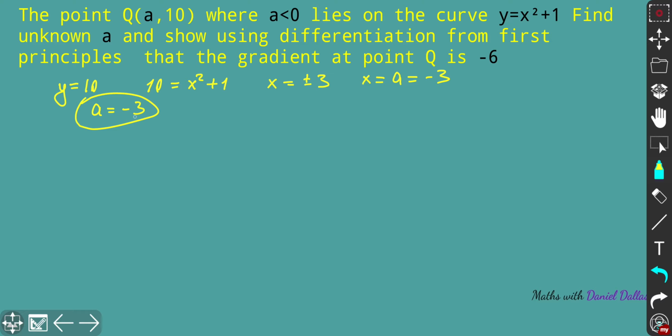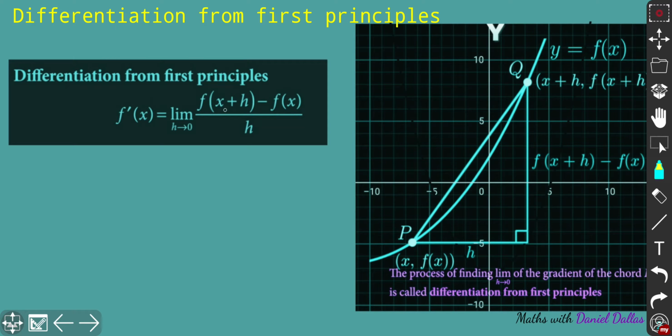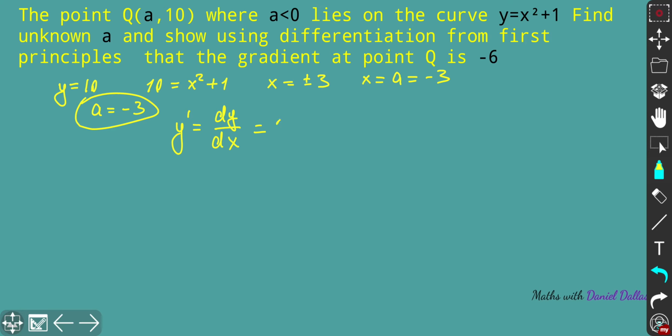And we need to show, using differentiation from first principles, that the gradient at point Q is negative 6. Okay, so we need to differentiate. In other words, we need to find y prime, or dy/dx, at the point Q. But first, before plugging in coordinates, we need to find a general expression for this. As you remember from first principles, we need to make the difference on top and divide by h, and also take the limit. So I'm taking the limit.